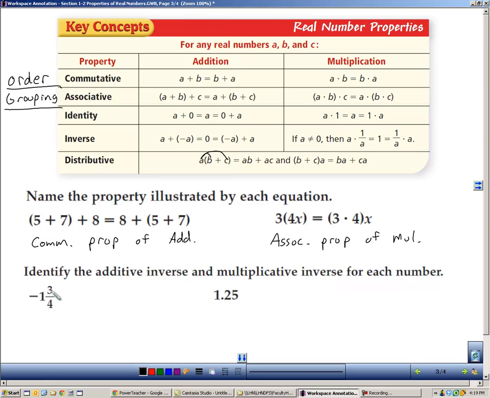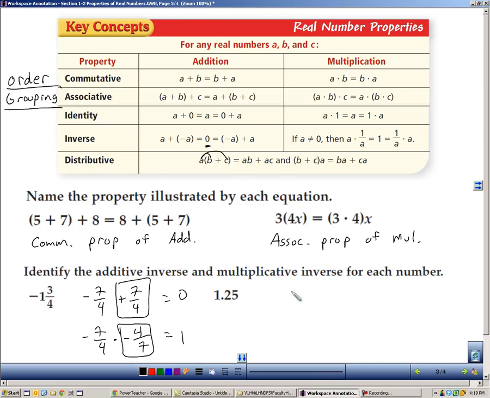Down here, I want to find the additive inverse and the multiplicative inverse. Well, it would help me here if I rewrote this as an improper fraction. This is going to be negative 7/4. So what number can I add to negative 7/4 to get a 0? Here's the 0 that I'm looking for. And the answer would be a positive 7/4. So there's the additive inverse. And then what number can I multiply negative 7/4 by to get a 1? And if you remember using reciprocals, you're going to take the fraction and flip it. So if I multiply those two numbers together, I'll get a 1. Up here I'm getting a 0. So my multiplicative inverse is negative 4/7.